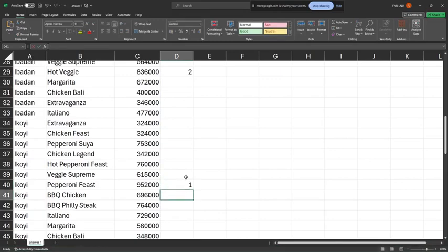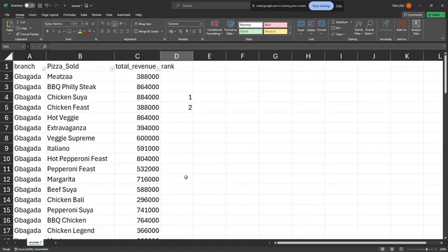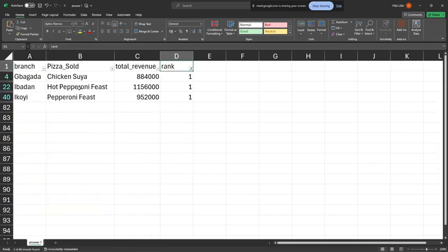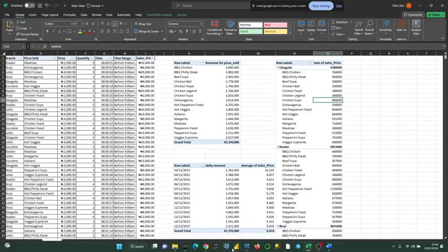Now, after I do all the ranking, I will bring out all those that have one. I don't know if you are getting it. All those that have one are the first for each branch. I will say I want to see only those that have one. So can you see? I can now see Gagada first, Ibadan first, Ikoyi first. What I just explained now using Excel, do you understand?